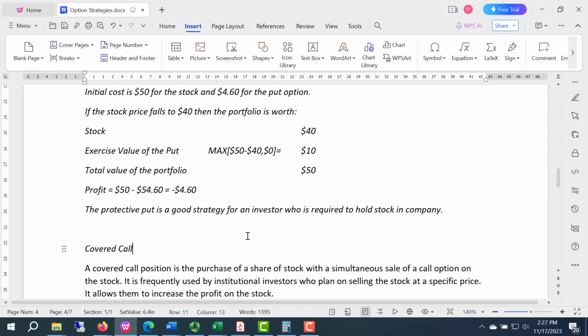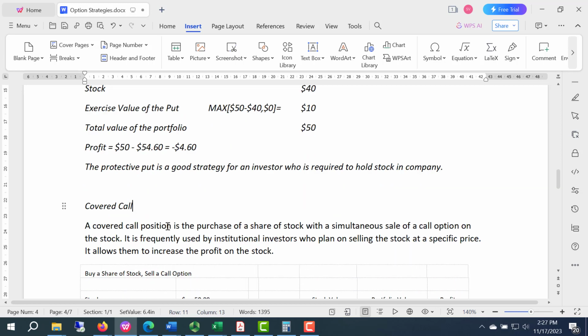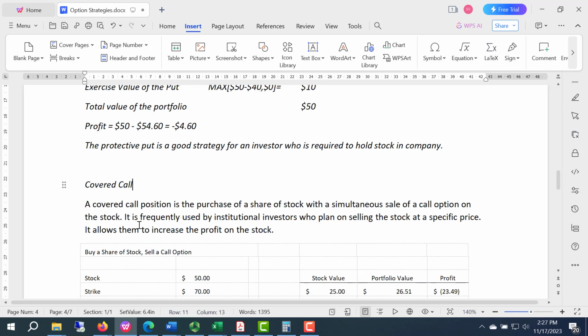A covered call is a very common strategy. A covered call requires the purchase of a share of stock with the simultaneous sale of a call option on the stock. The reason it's called a covered call is that the person who purchases that call option can require you to sell the stock to them at a later time. The point of it being covered is you own that stock and have it available for sale to them should they exercise the option.